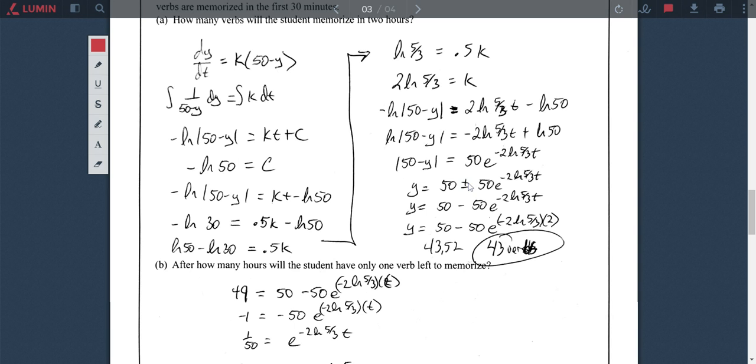Figure out whether or not we want the plus or the minus. Remember, when time is 0, we have 0 verbs. So in order to turn 50 into 0, I've got to subtract something. So that's why we chose the negative.